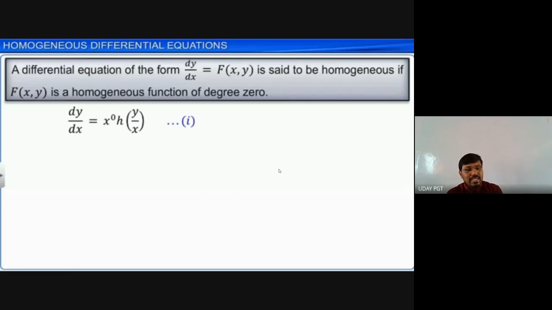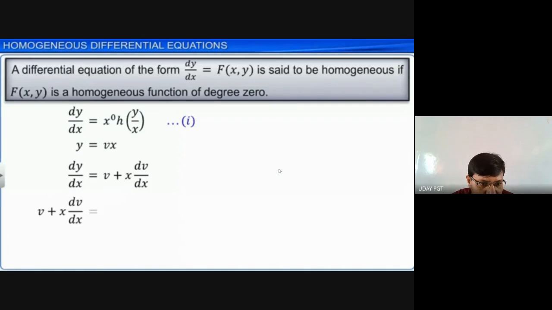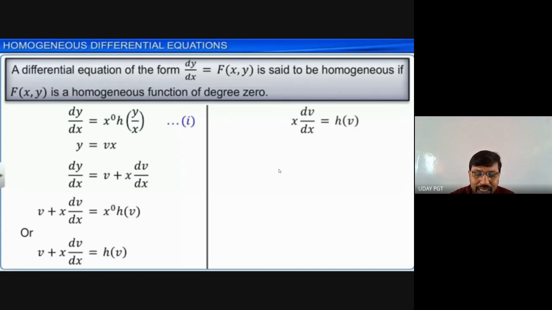That means we need to substitute a constant in the given function, k in the place of x and k in the place of y. Usually we substitute y equals vx. When you substitute y equals vx, y by x equals v. Differentiating on both sides, dy by dx equals v plus x into dv by dx. This is the procedure of solving the homogeneous differential equation. So v plus x dv by dx equals x power 0 into h of v, so we get v plus x into dv by dx equals h of v.